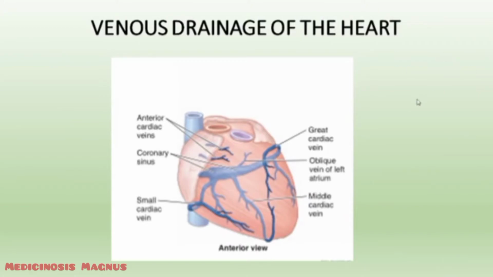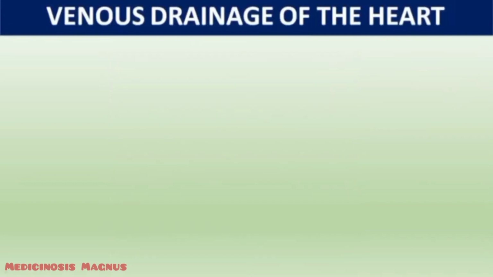The venous drainage of the heart, the main player here is the coronary sinus. The coronary sinus has tributaries from all over the heart, and it drains into the right atrium. Now let's draw it virtually. Let's see the venous drainage of the heart.